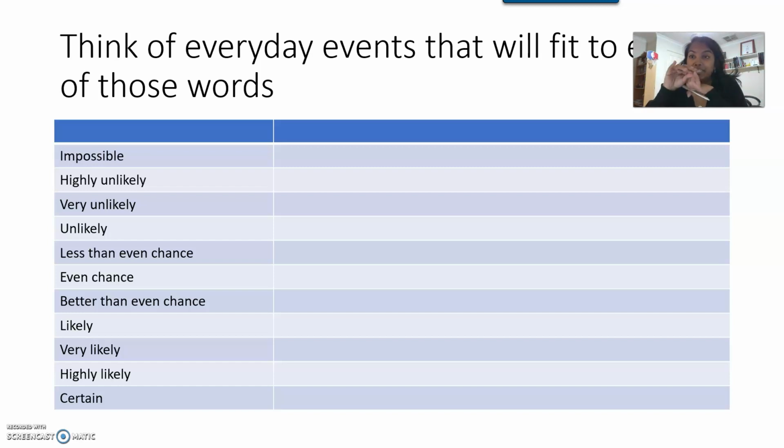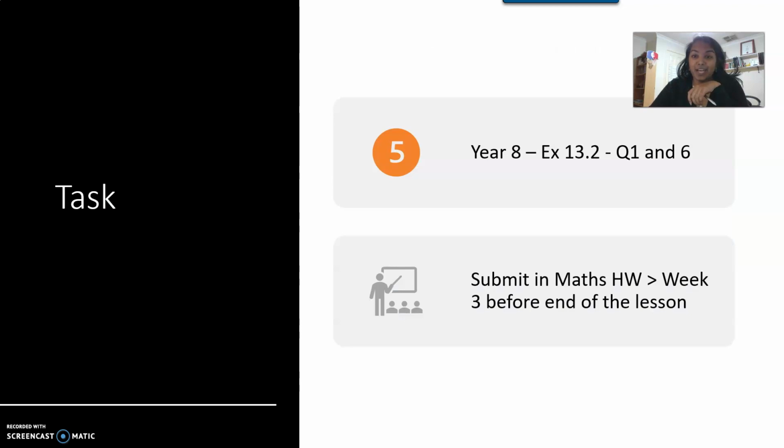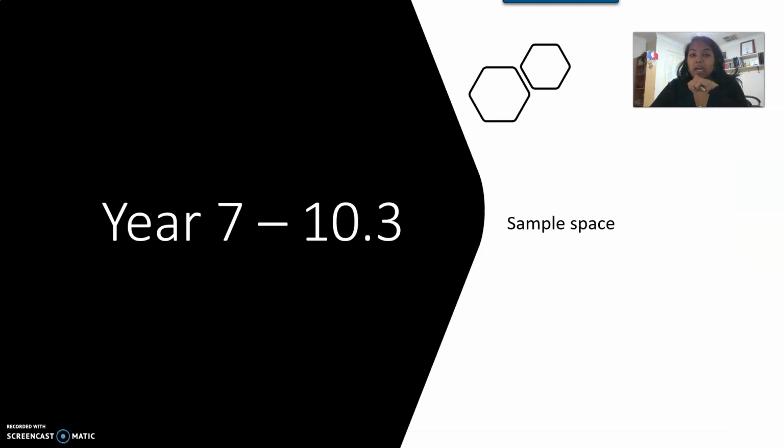So I want you to copy this table and put it into your OneNote and give me examples. So I'll be going through each of these answers as well. Try be realistic, please. Don't worry about this, we did that. The next part is the next exercise.